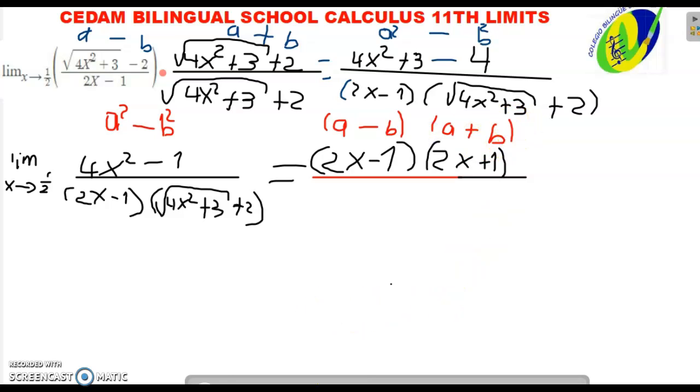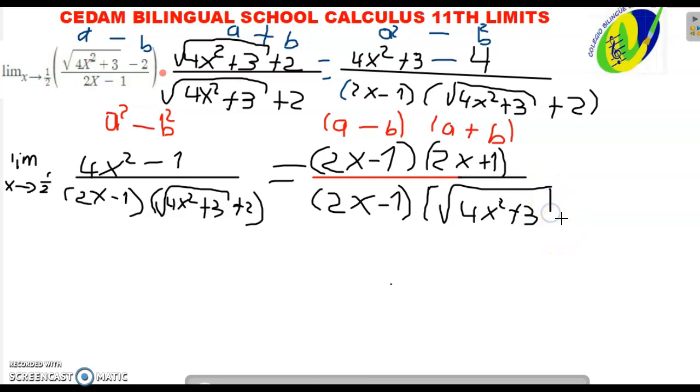And we go to the denominator, and we write the same. 2x minus 1 multiplied by the square root of 4x squared plus 3, plus 2. You might say that here it's possible to cross out 2x minus 1. Well, let's eliminate this 2x minus 1 with 2x minus 1. So let's continue here.